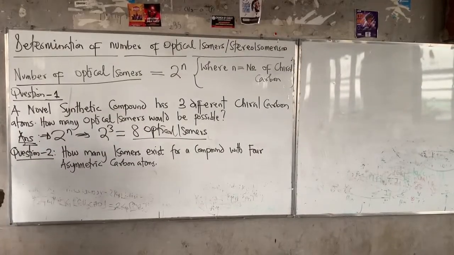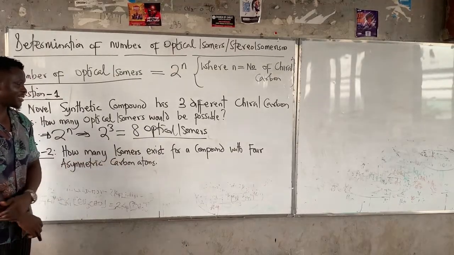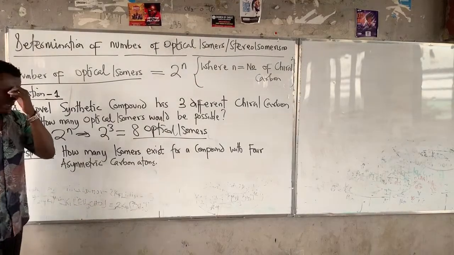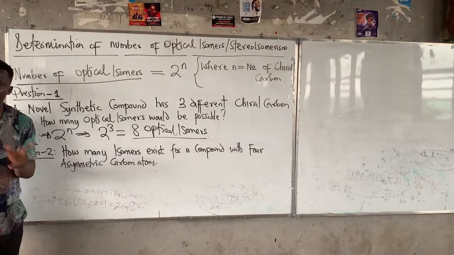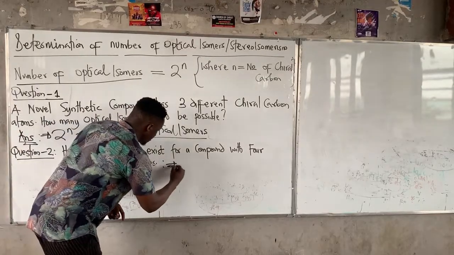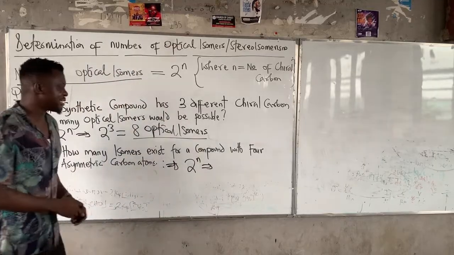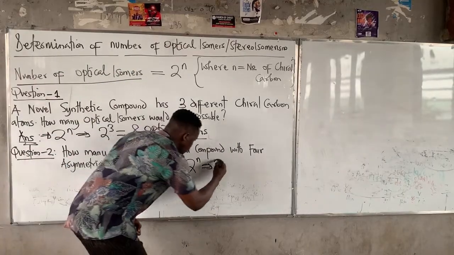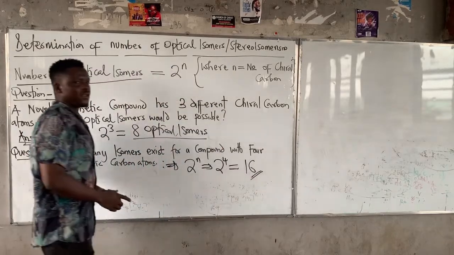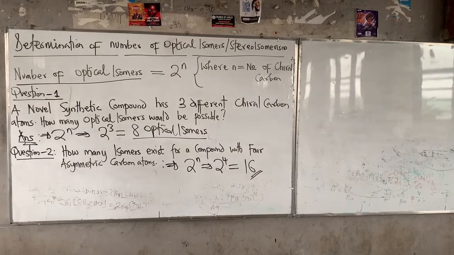Alright, now how many isomers exist for a compound with 4 asymmetric carbon atoms? Class, remember that a chiral carbon is also known as an asymmetric carbon. So this is going to be 2 raised to the power of n. Our n in this case is how many, class? 4. So this is 2 raised to the power of 4, which equals 16. So that is how we solve this to get the answer.